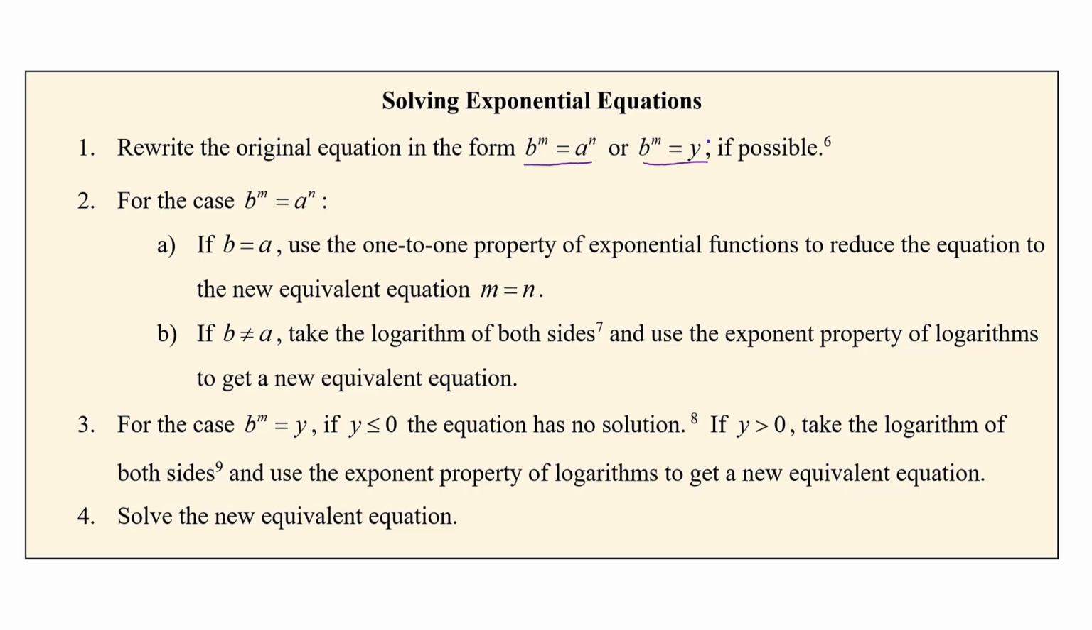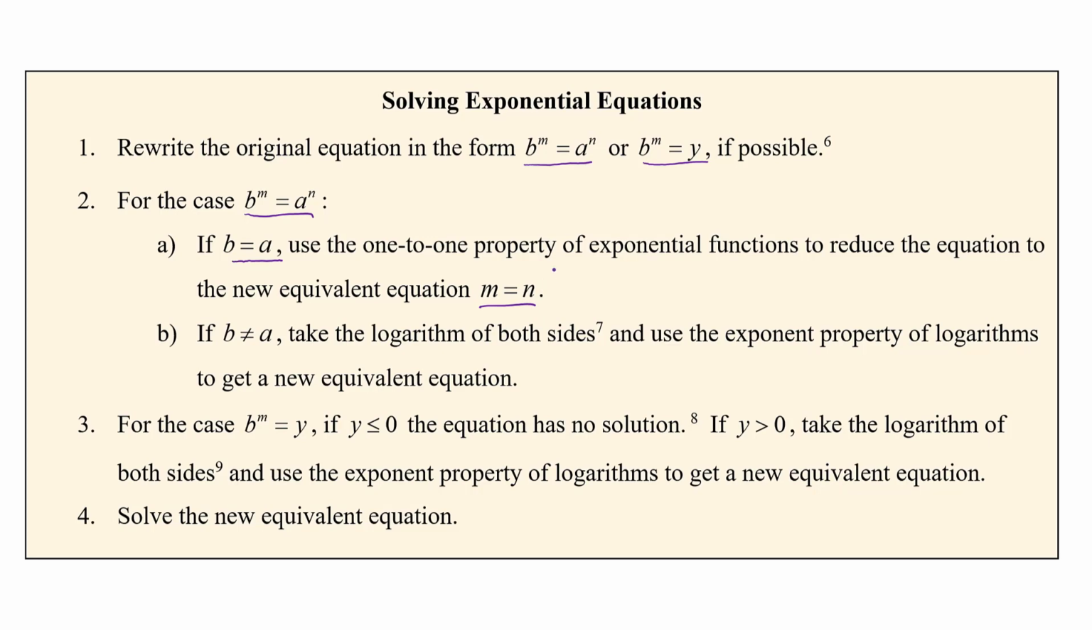Note that in the exponential equations we've solved so far, they've already been in one of these two forms. But let's go on for the case where we can get our original equation into the form b to the m equals a to the n. We look at those two bases, b and a. If b is equal to a, then we can use the one-to-one property of exponential functions to set our exponents, or m equal to n in this case.